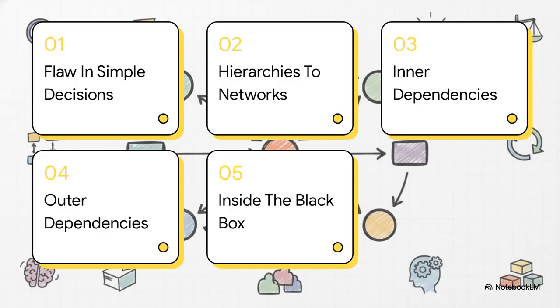All right, here's our roadmap for today. We'll quickly cover the flaw in simple decisions, the shift from hierarchies to networks, interdependencies, outer dependencies, and finally, we'll peek inside the black box to see how the Analytic Network Process, or ANP, actually calculates all this complexity.